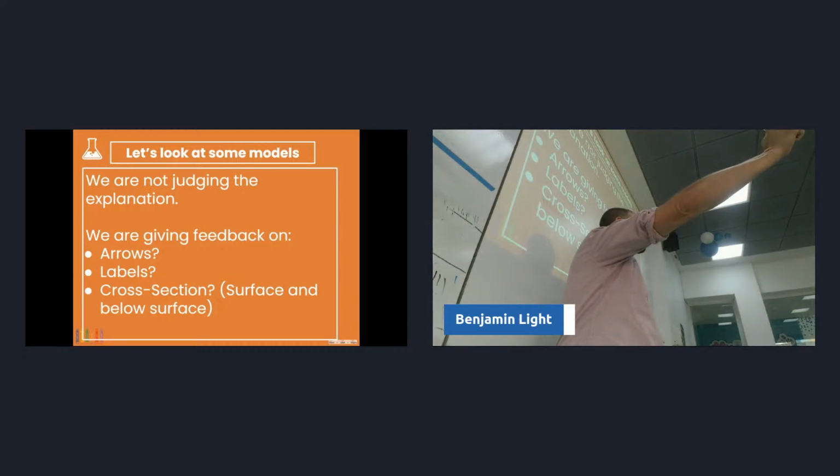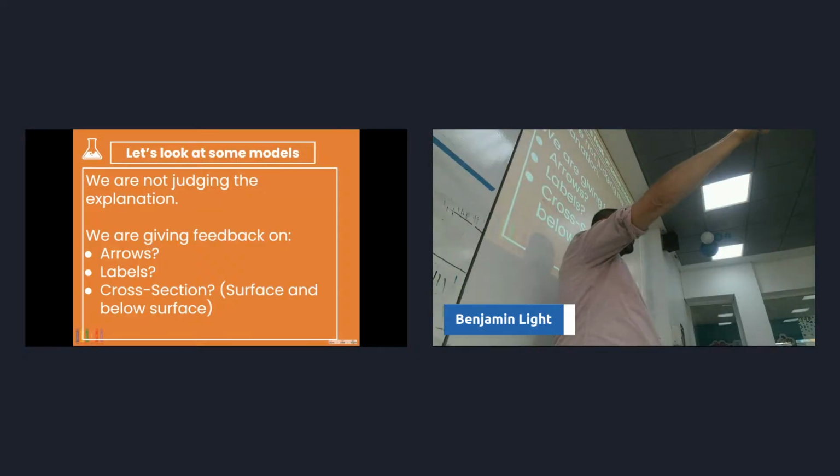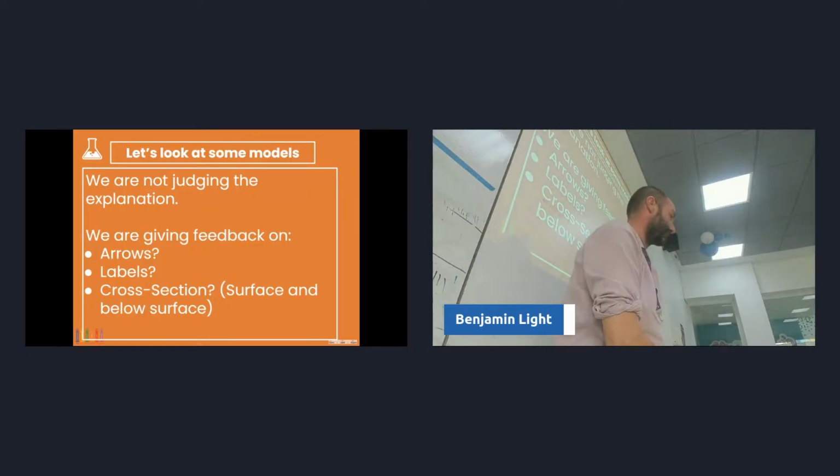Okay. What's that? You need to keep it. Notebook's fine. You need to have labels that explain, and then trying to do the cross section. The cross section is going to be the hardest part.